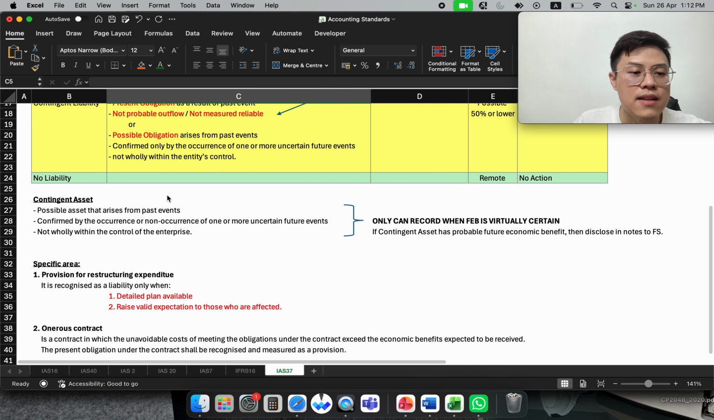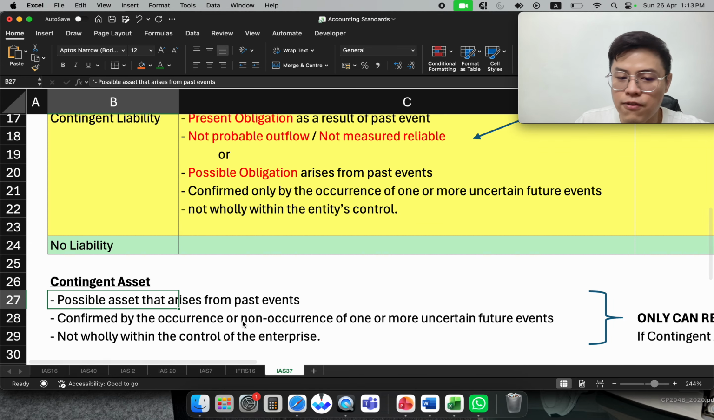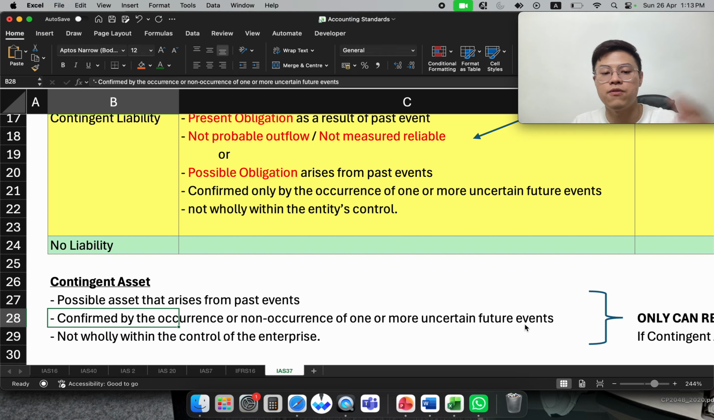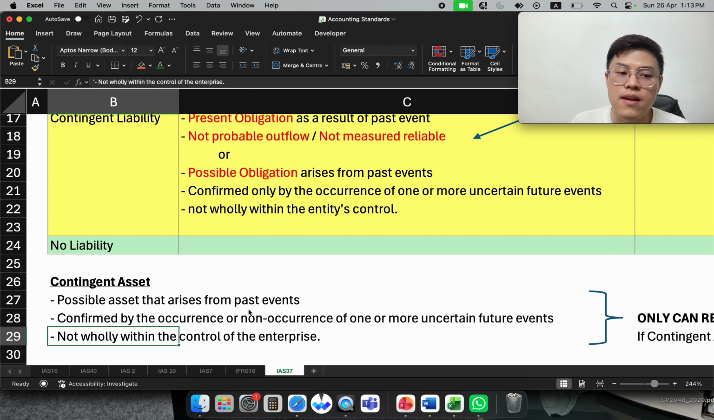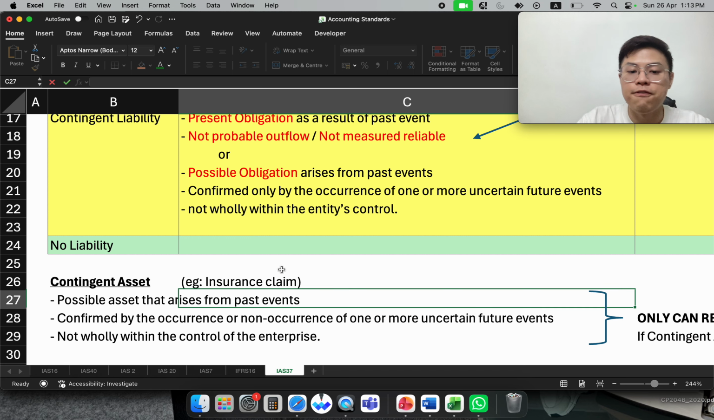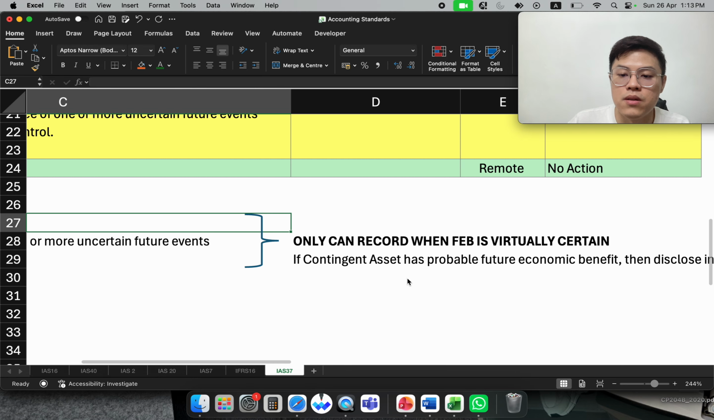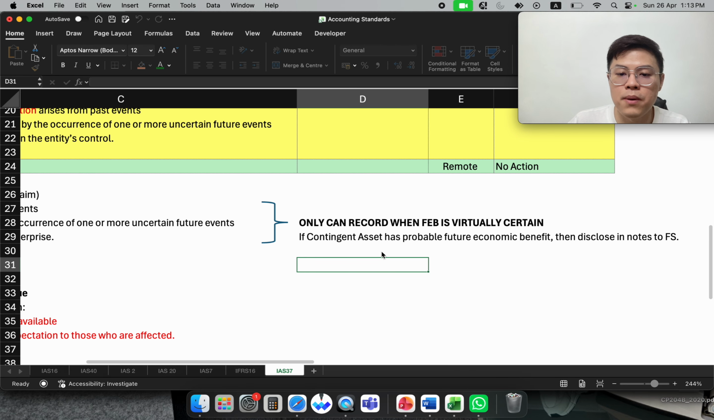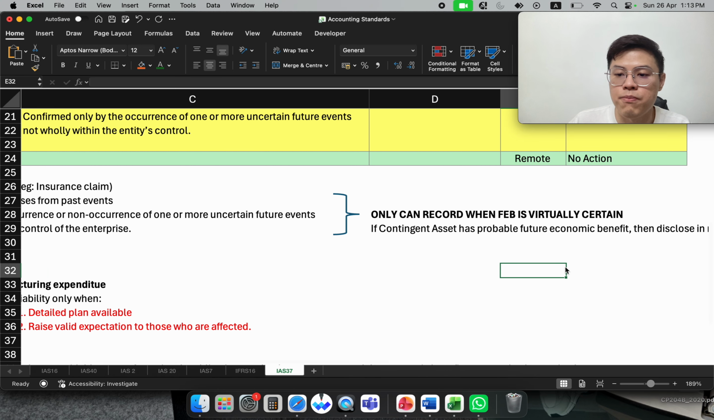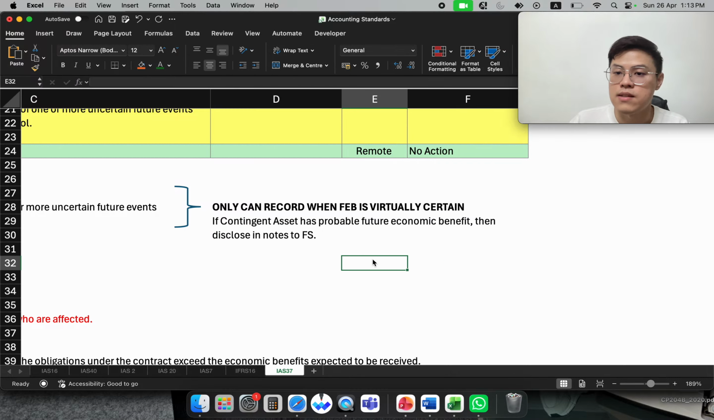The contingent asset, as you can see, is the opposite of contingent liability. The definition is a possible asset from a past event, confirmed by the occurrence or non-occurrence of a future event that the entity cannot control. For example, you make an insurance claim. A fire happens and logically you are going to claim from the insurance. If the insurance company says, okay, I'm going to compensate you money, this is called probable. For a contingent asset with probable future economic benefit, we can only disclose it in the financial statements.